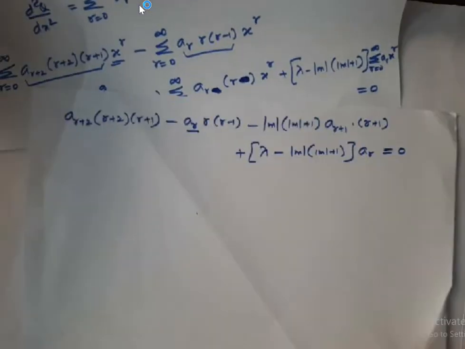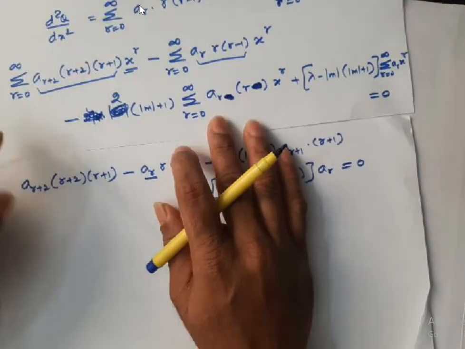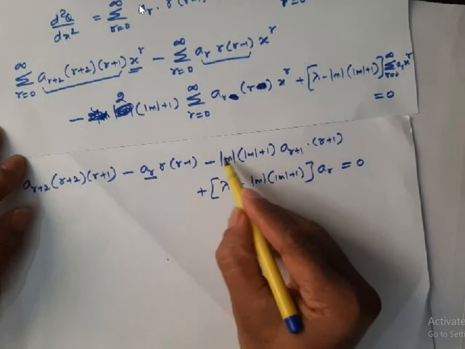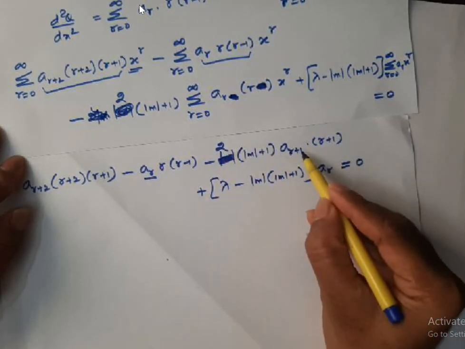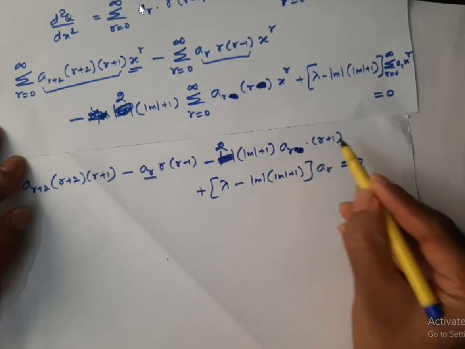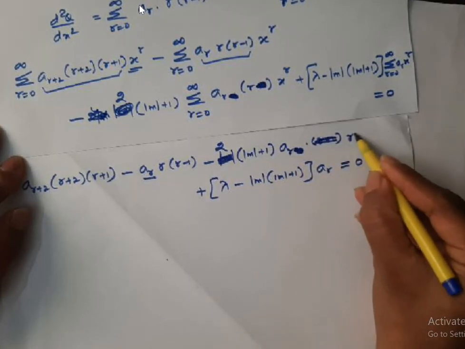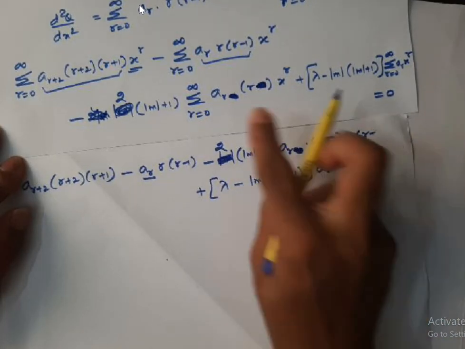Now let me continue here. Here we don't have this modulus. Here we have minus 2 into this is a r. Here instead of r plus 1 I have r into r minus a r into r.